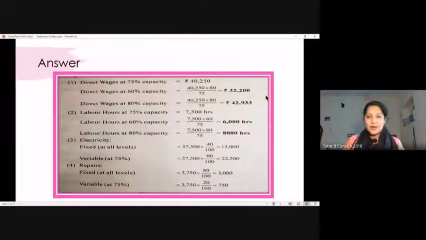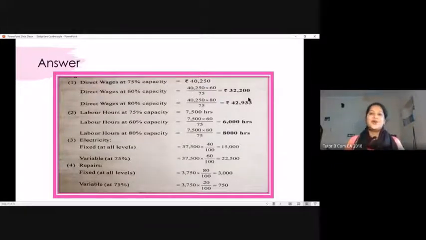So at 60% capacity, direct wages is 32,200 into 100, which will give us the overhead rate at 60% capacity. The same method is used for 75% capacity and 80% capacity. Right. Now we have one more comparison that could be made based on the labor hours.